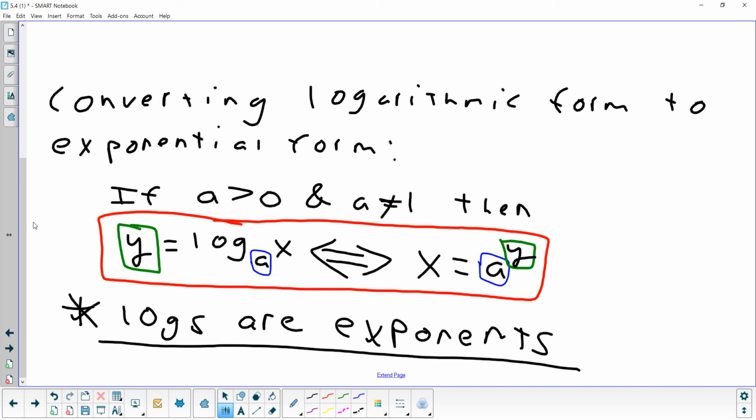The next thing is this. What did we call the number that has the blue box around it? When you pronounce that, the A is your base. When you rewrite something as an exponential, it also has a base. The base on the log becomes the base on the exponential. So the logarithm equals the exponent.